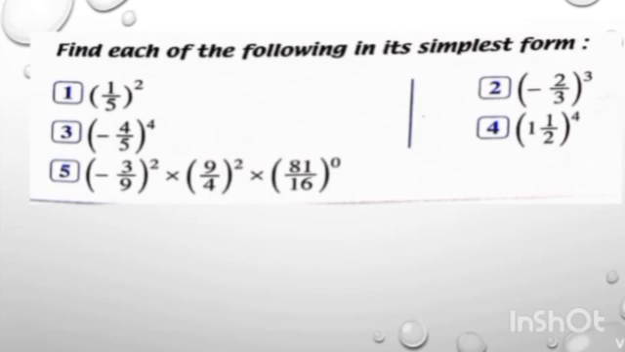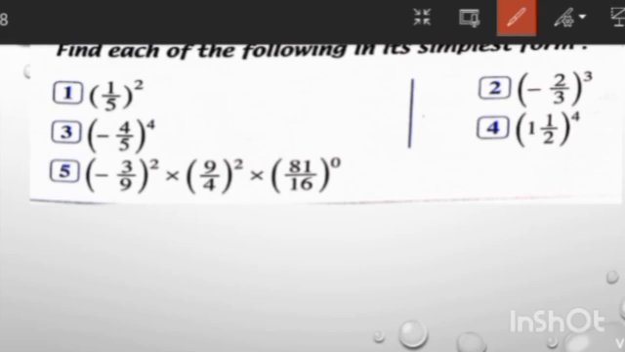Find each of the following in its simplest form. At first, (1/5)^2. Then we distribute the power. It will be 1^2 over 5^2 equals 1 over 5^2 equals 1 over 25. Then the result will be 1/25.